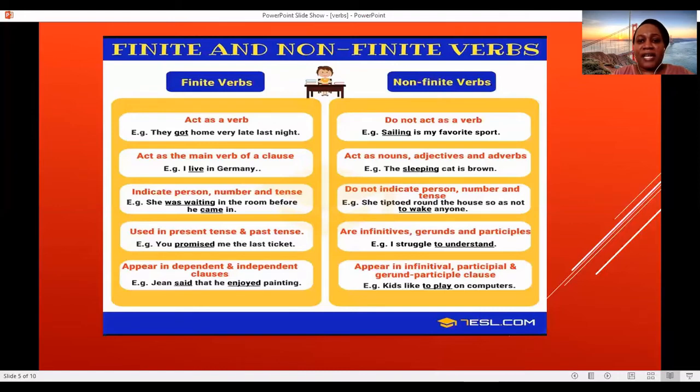A dependent clause is also known as a subordinate clause, and an independent clause is known as the main clause, right? On the other hand, non-finite verbs appear in infinitival, participle, and gerund participle clauses. That's where we see the non-finite verbs. Kids like to play on computers. That is our example there. Just go through the table again and acquaint yourselves with the differences between the finite and the non-finite verbs.